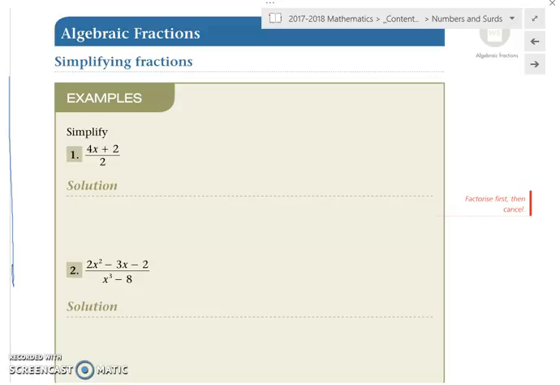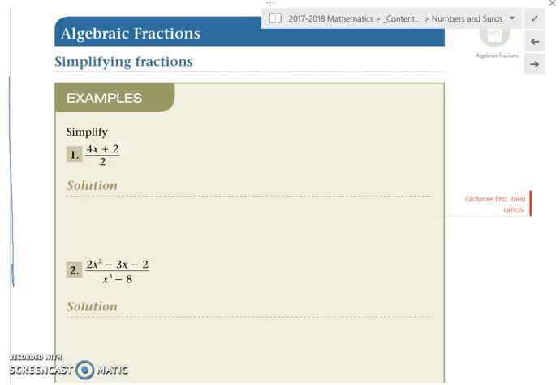So you've basically got 4x plus 2 divided by 2, but it's all of the 4x plus 2. So we're going to factorize first. If you look at this one, 4x plus 2, how can you factorize that? Don't look at the denominator at the moment because there's nothing to factorize. Let's worry about the numerator. 4x plus 2. How do we factorize it?